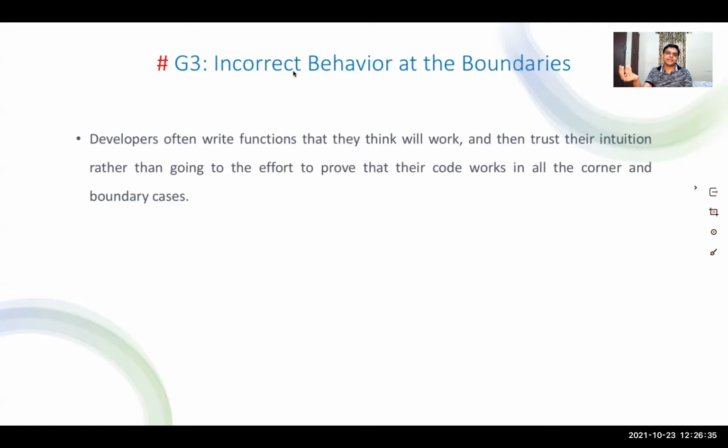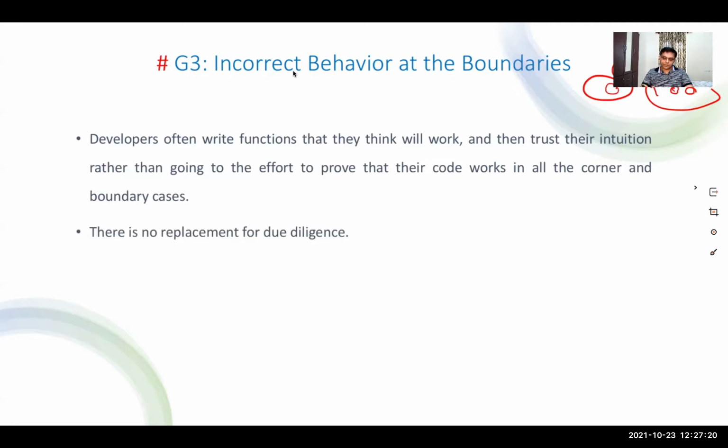Another thing is incorrect behavior at the boundaries. Whenever we are writing something, the boundaries are very important. If I define 0 to 100 as my boundary, it may work perfectly from 1 to 99, but not on 100 and 0, for example. This causes a lot of problems. As developers, we often write functions and trust our intuition. We say, okay, this will work, we will not test it. This will definitely work. But in the corner and boundary cases, it may fail.